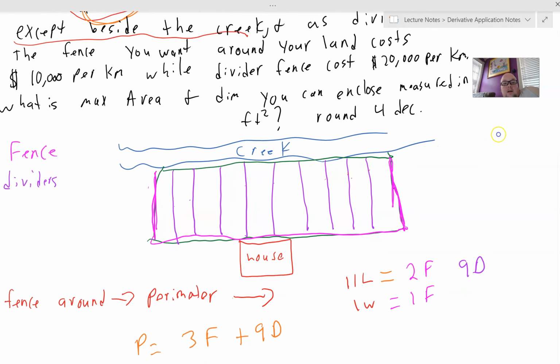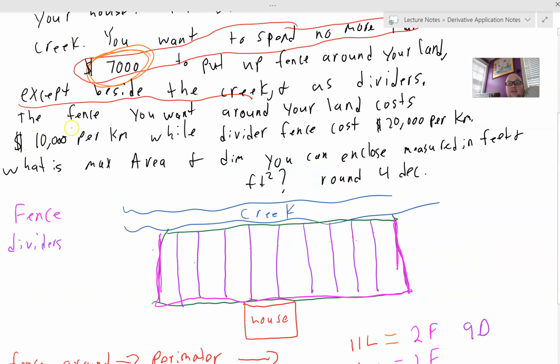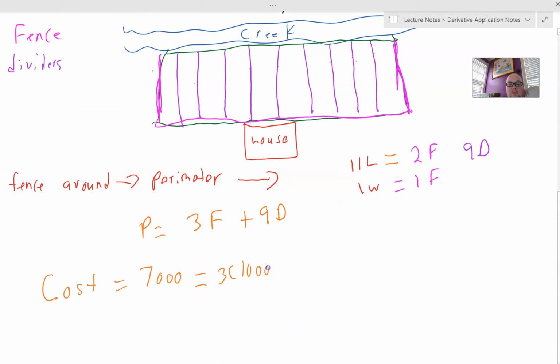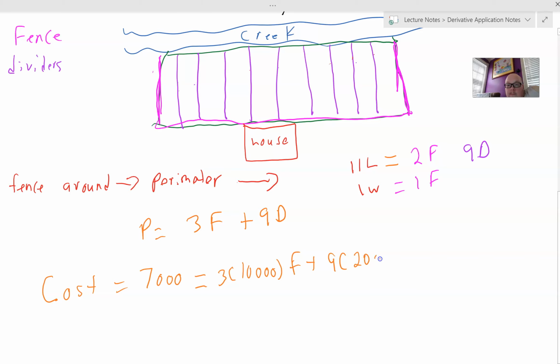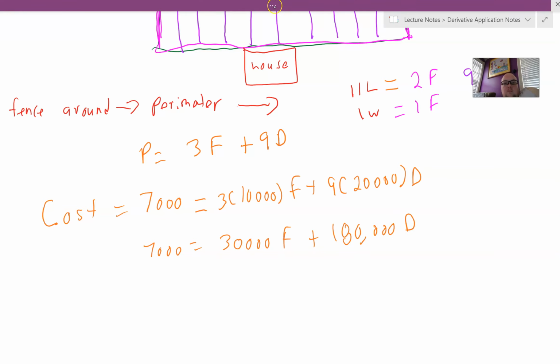So, we can use our cost setup here. So, our cost is going to be $7,000. So we've got three fences. Well, our fences are $10,000 per kilometer. This would be 3 times 10,000 for fences plus 9 times, I think this was $20,000. Oops, too many zeros. Sorry about that. And so that reduces down to 7,000 equals 30,000 F plus 180,000 D for our dividers.